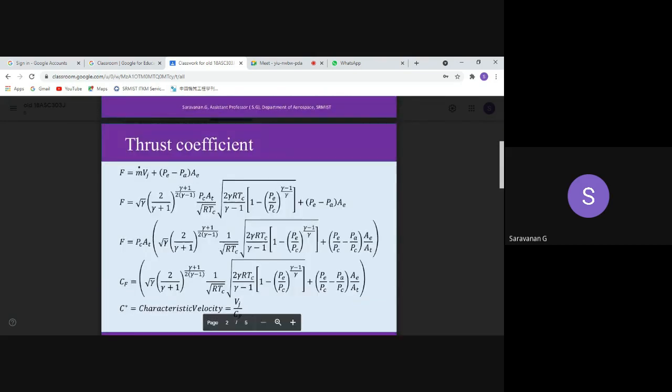So we already discussed the characteristic velocity, that is C star. We can say m dot equals Vj by C star, or C star Cf equals Vj, where Vj is the jet velocity, C star is the characteristic velocity, and Cf is the thrust coefficient. Here we are going to relate the characteristic velocity and the thrust coefficient. The thrust coefficient is Cf, and the characteristic velocity is defined by the symbol C star.